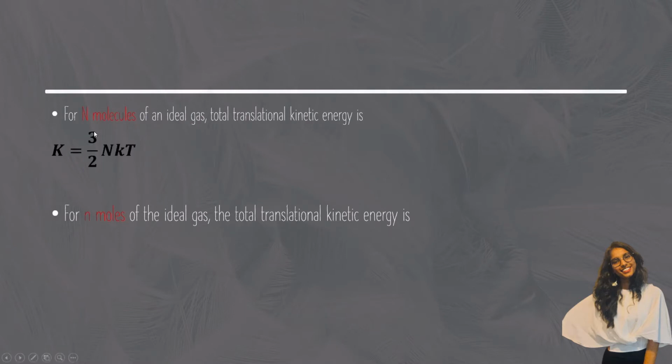So next, for N molecules of an ideal gas, the total translational kinetic energy is equal to 3 over 2 NkT. For n moles of an ideal gas, the total translational kinetic energy is equal to 3 over 2 nRT. So the small n refers to moles, and the capital N refers to molecules.